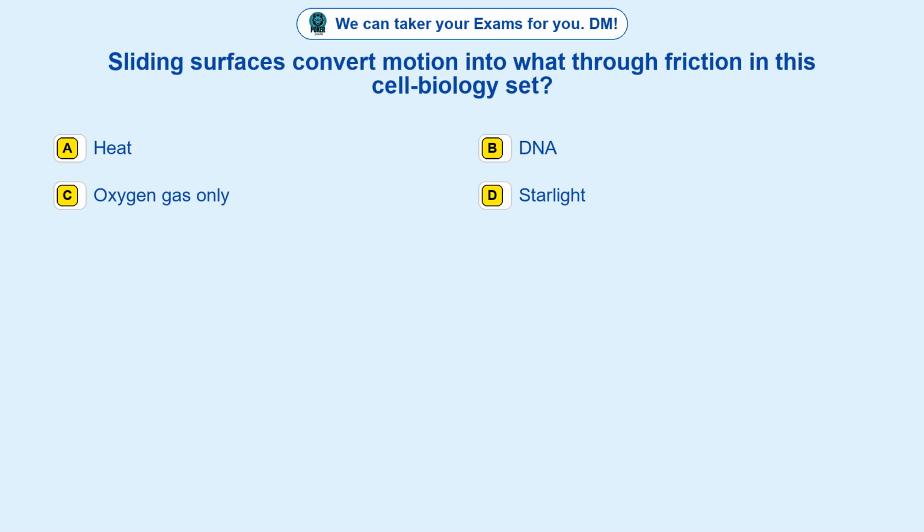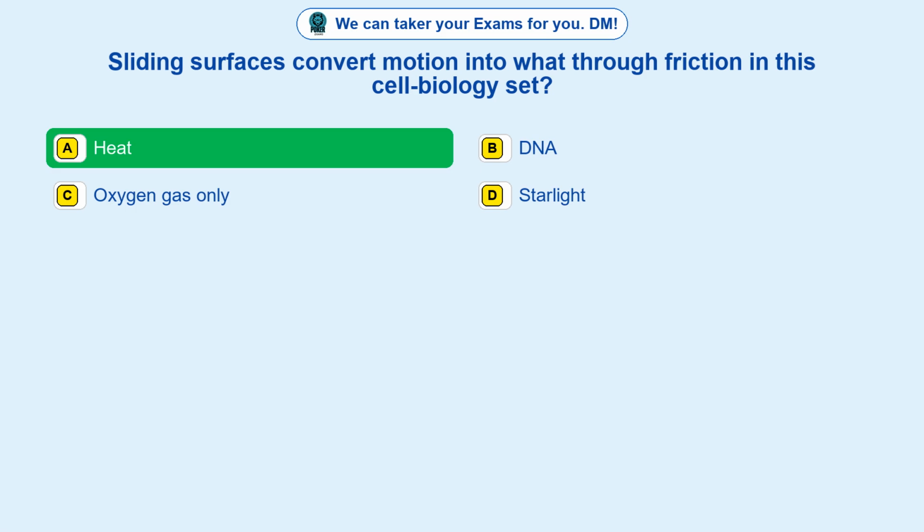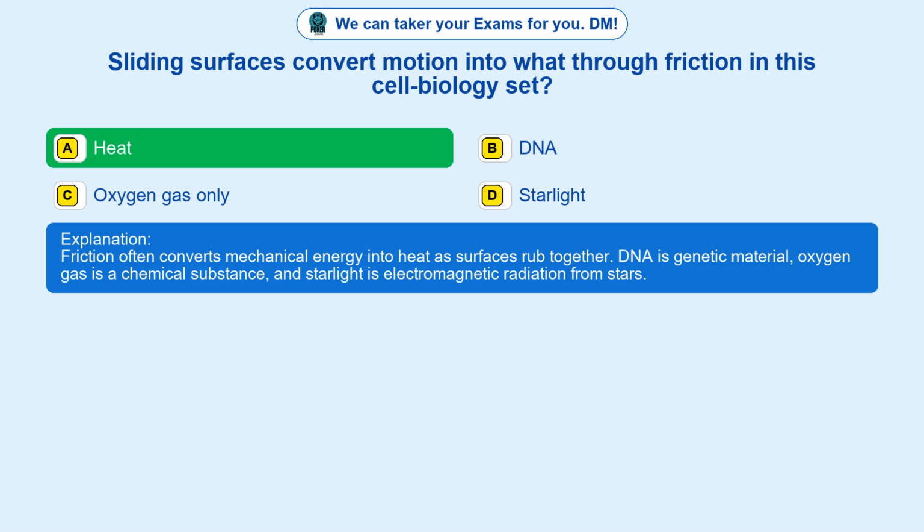Question 64. Sliding surfaces convert motion into what through friction in this cell biology set? Option A, heat. Option B, DNA. Option C, oxygen gas only. Option D, starlight. The correct answer is option A, heat. Friction often converts mechanical energy into heat as surfaces rub together. DNA is genetic material, oxygen gas is a chemical substance, and starlight is electromagnetic radiation from stars.